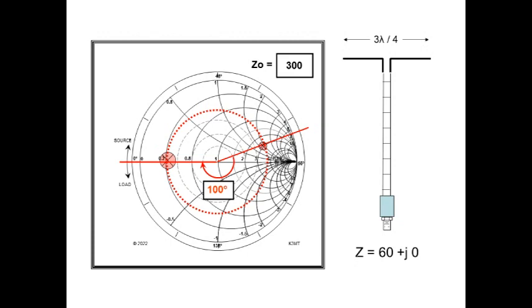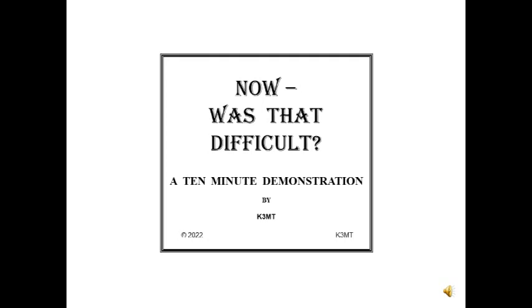Drawing a SWR circle through the impedance shows an SWR of about 5. Making the line 100 degrees long brings the normalized impedance to 0.2. Non-reactive. Thus Z equals 60 ohms. A decent match to a 50 ohm transceiver. All you need is a 1-to-1 balun. This concludes our demo.